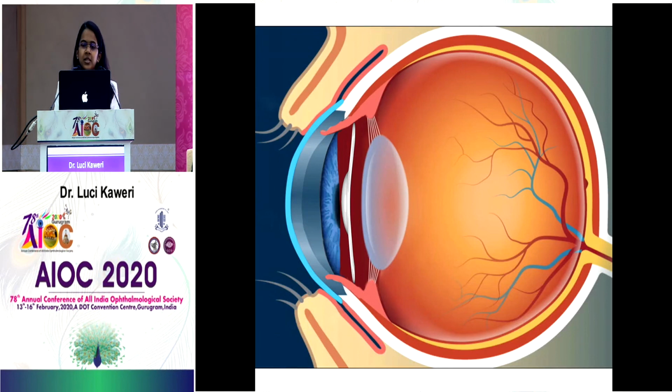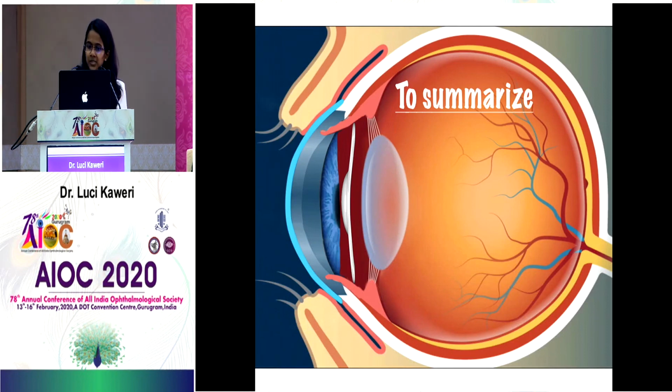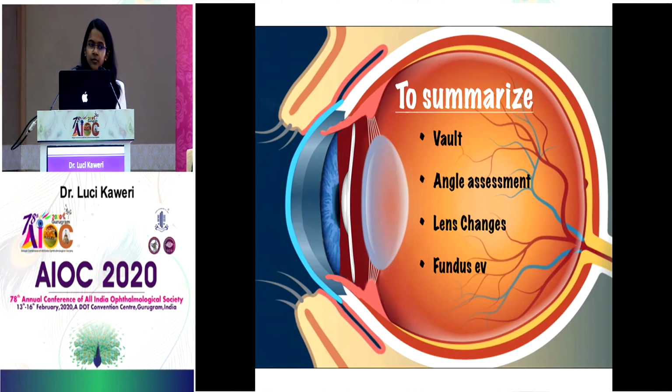So to summarize, it is best to do whatever investigations you have done pre-operatively. The same needs to be repeated post-operatively for the patient as well. Special emphasis needs to be given on the vault, angle assessment, lens changes, fundus evaluation, and counseling the patient at each level. You don't need any of the fancy instruments to document this. Even a good slit lamp evaluation and giving good chair time to the patient would be enough.